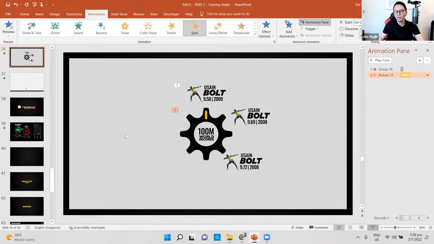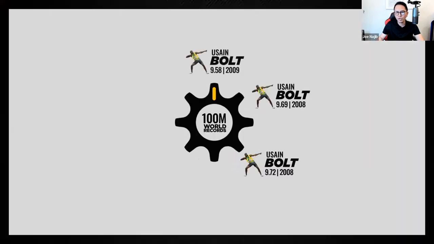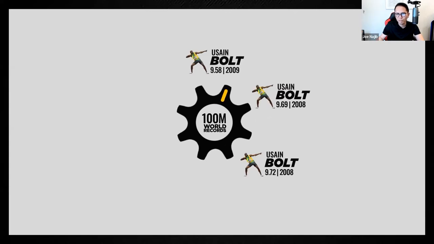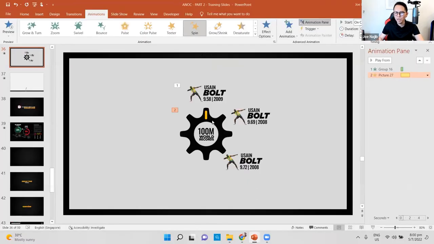So let's try it again. My first click, Usain Bolt's current record. The next click is for the wheel to spin at 60 degrees. Nice. All right. Perfect. But it's a bit slow.